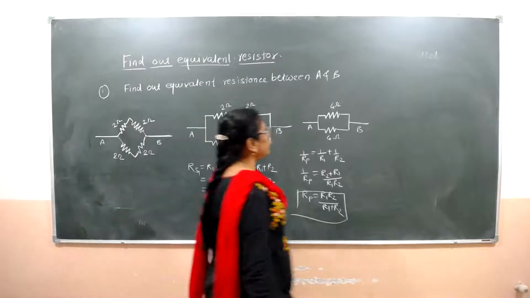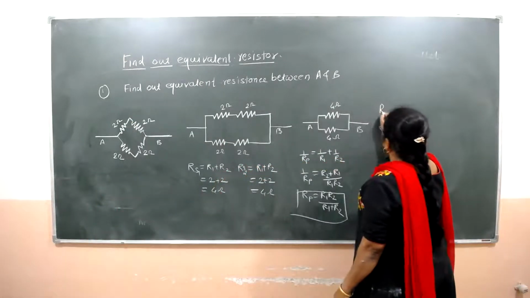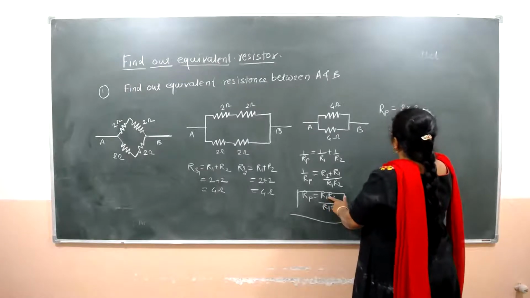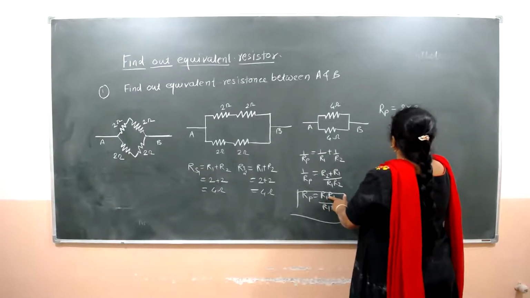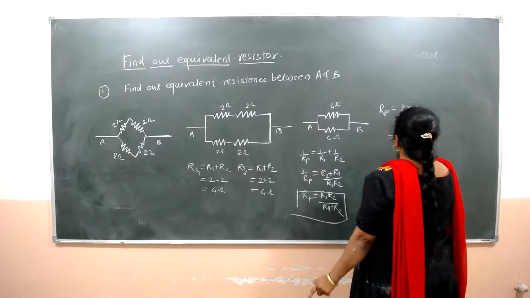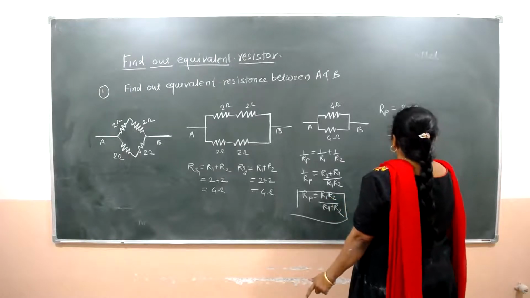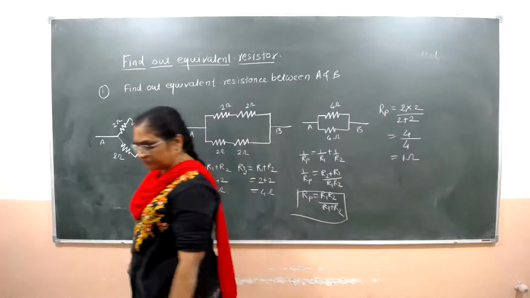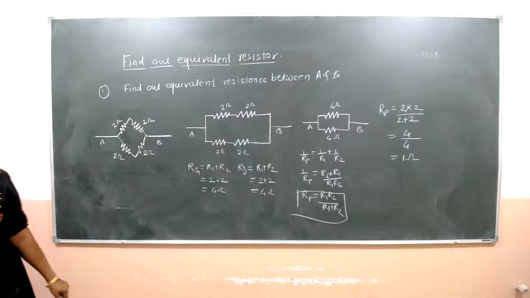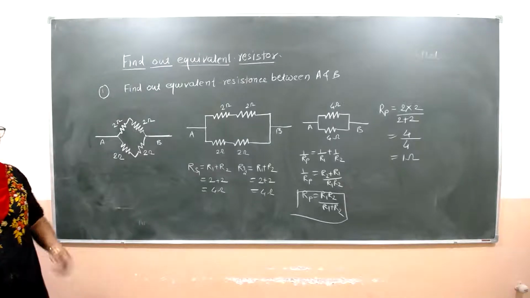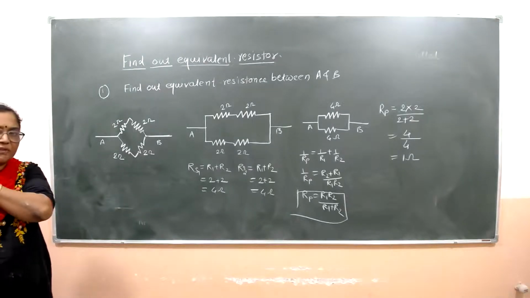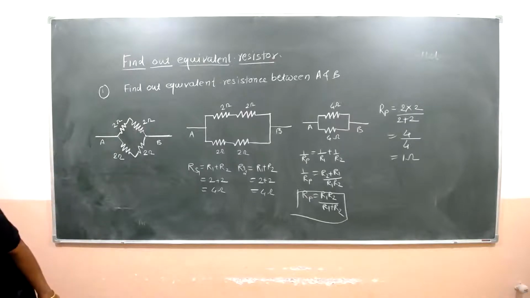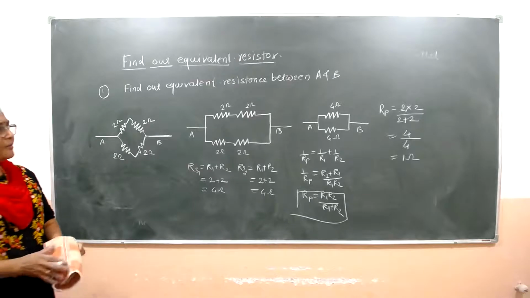Simplify that. Rp is equal to R1 R2, that is 2 into 2 divided by 2 plus 2, is equal to 2 into 2, 4, 2 plus 2, 4. So what is the answer here? 1. So the equivalent value is 1. So this time we simplified the resistors when a number of resistors are connected in series or parallel.